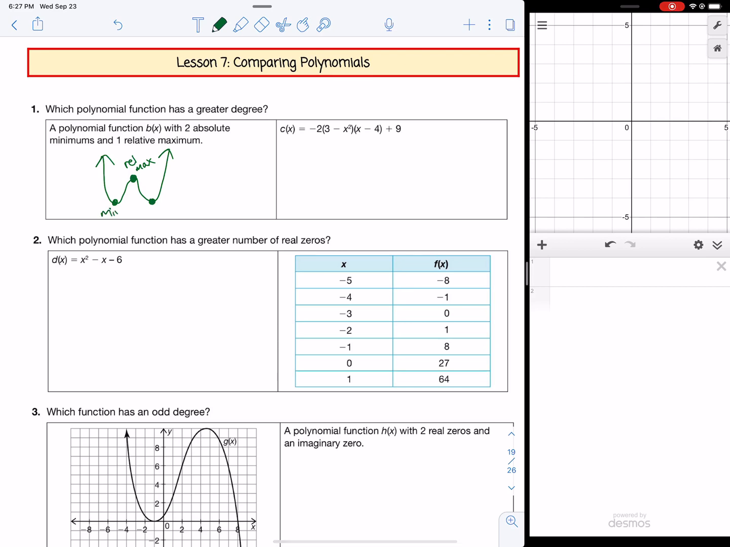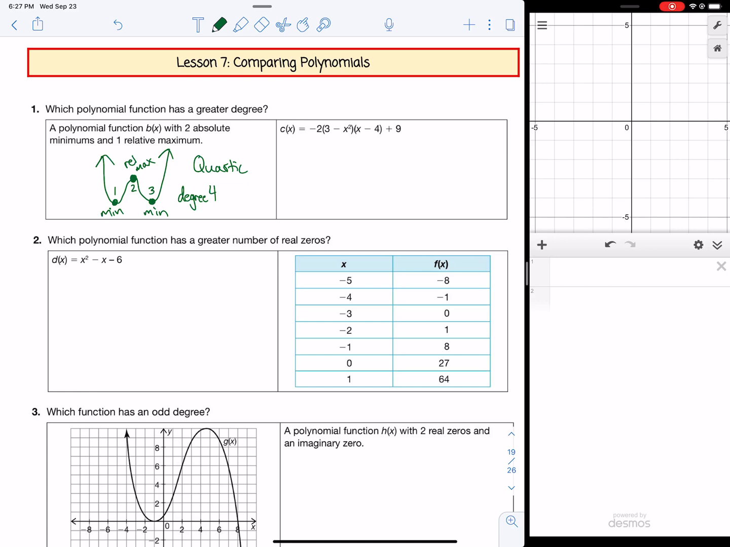And so these are your minimums, and they're absolute because there's no other point on your graph lower than those. And then you had a relative maximum point. So this function would be a quartic function because it looks kind of like a W, and it had 1, 2, 3 turns in the graph. So it is quartic. So it has a degree of 4, in other words.